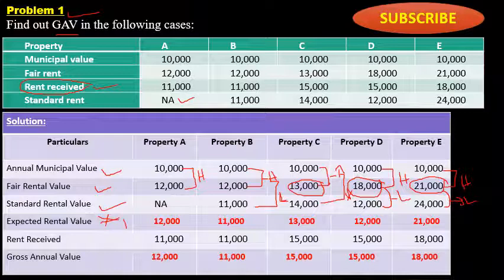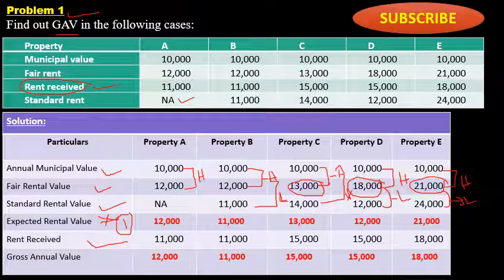So this is the first stage in the calculation of gross annual value. To find out the gross annual value of any let out property, first we have to find out the expected rental value. The next is the rent received. The rent received is given: for the first house it is 11,000, the second house also 11,000, 15,000 for the third house, the fourth house again 15,000, and for the fifth house it is 18,000.